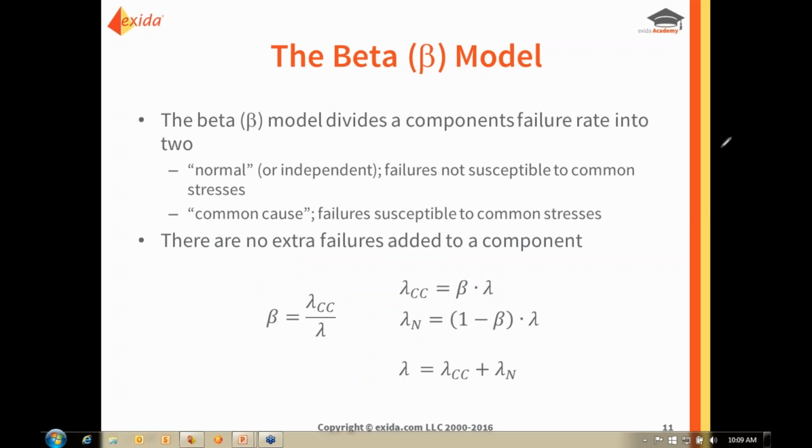The sum of the common cause failure rate and the normal failure rate is the total failure rate. So that's the point I tried to make earlier. We don't add more failures to a product's failure rate to account for common cause. No, it's simply a portion of the already existing failures that could occur that will happen simultaneously in multiple units if there's redundancy.